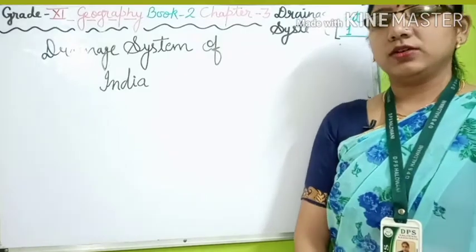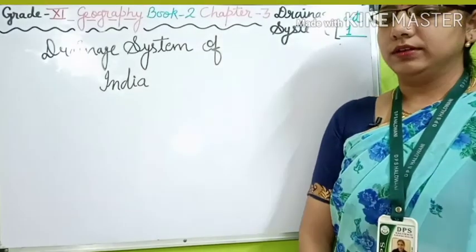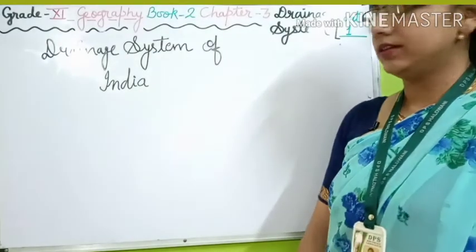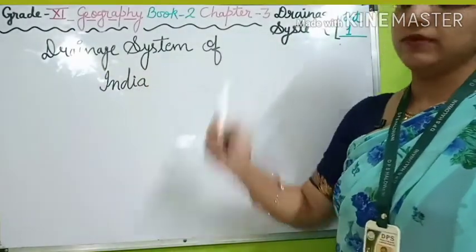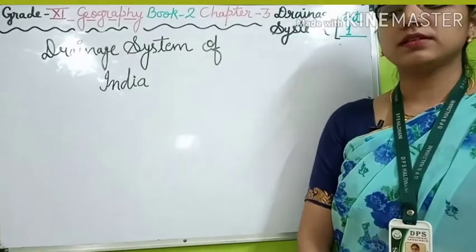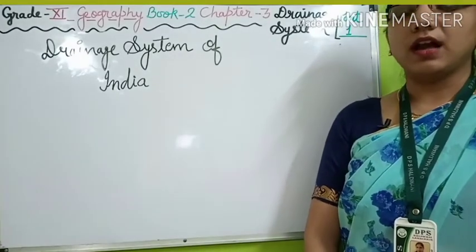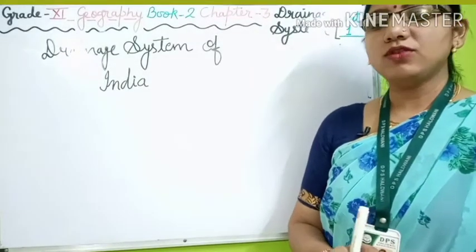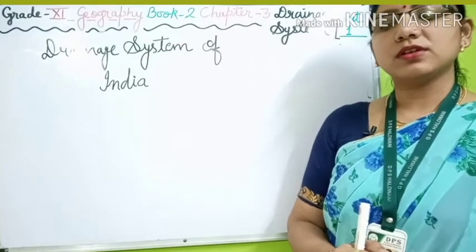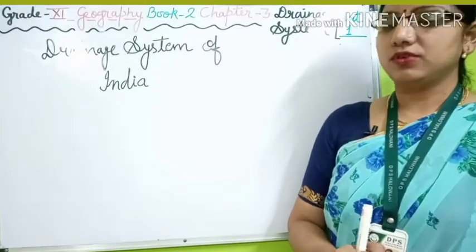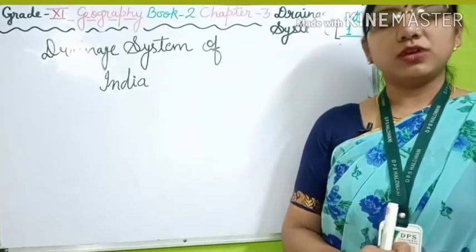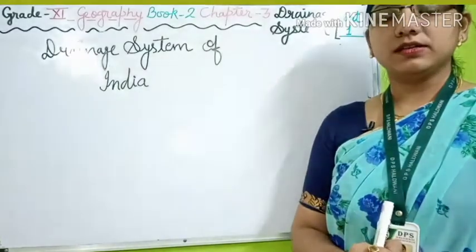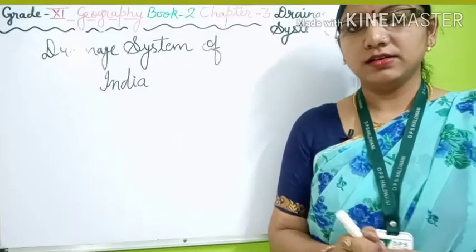So students, to know more about the drainage system of India, let's move to our next topic, that is the drainage system of India. The Indian drainage system consists of a large number of small and big rivers. It is the outcome of the evolutionary process of the major physiographic units. So today we will discuss its first part, that is the Himalayan drainage system.